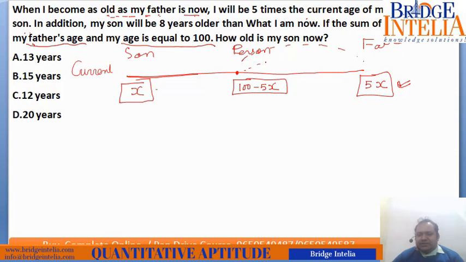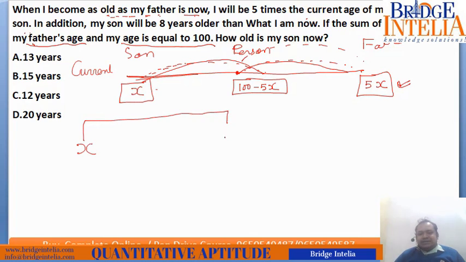So if I shift this much in time, then everybody's age will shift. Son will also grow old. So shifting forward in time means growing old. If I grow from this age to this age, that means the son will also grow. So the son will become x plus 8 years old. My son will be 8 years older than what I am now. So his son will change from x to 100 minus 5x plus 8.